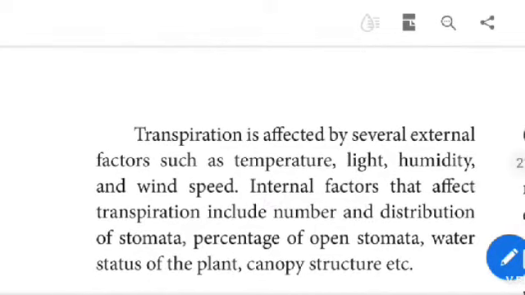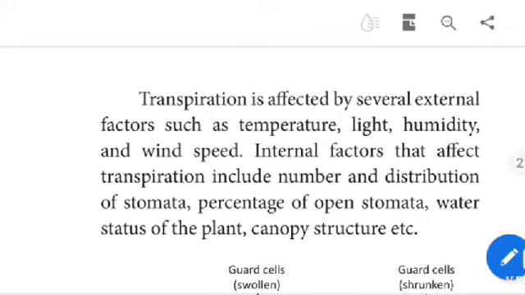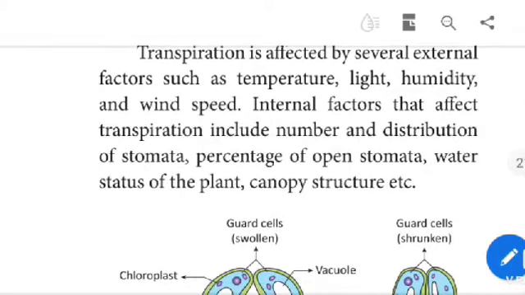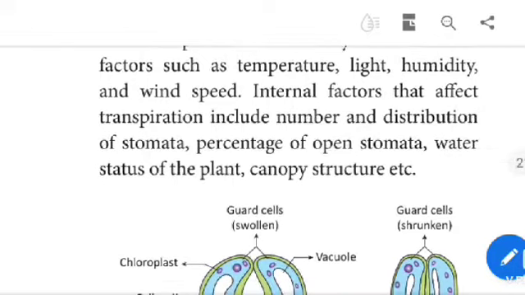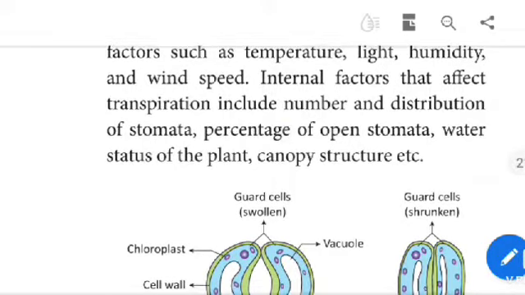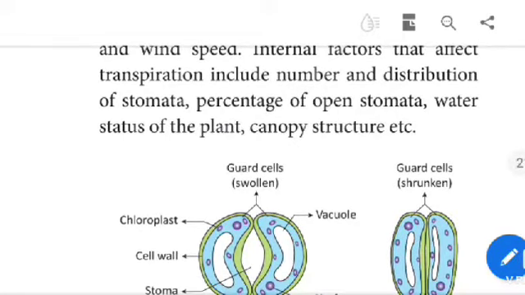Transpiration is affected by several external factors such as temperature, light, humidity, and wind speed. Internal factors that affect transpiration include number and distribution of stomata, percentage of open stomata, water status of the plant, and canopy structure.